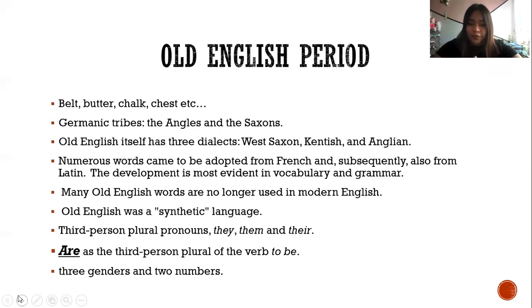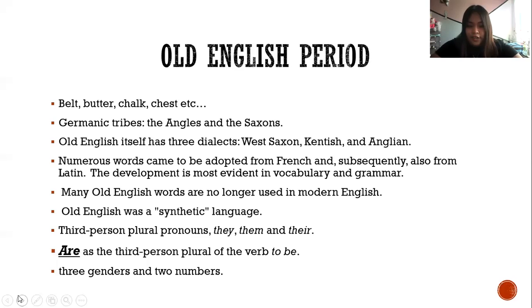Firstly, Old English. We focus mainly on describing some of the changes that have occurred in the English language in terms of writing, pronunciation, lexis, and grammar, but the development is most evident in vocabulary and grammar. Some Old English words of Latin origin that have survived into modern English include the words belt, butter, chalk, chest, cup, fan, etc.